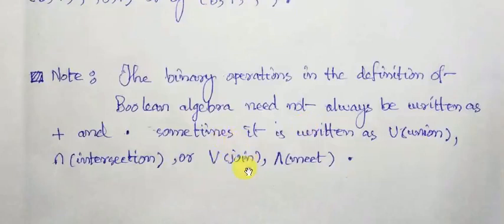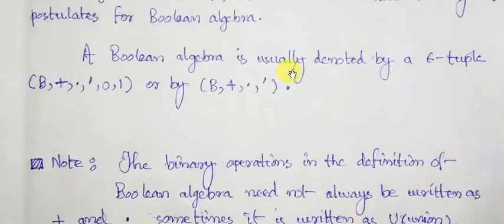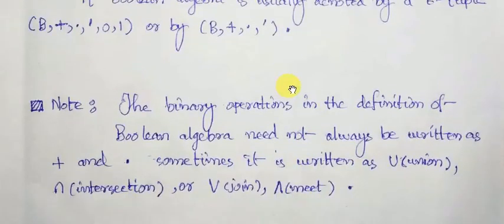We may also use these two logical operators. This is the join operator and this is the meet operator. Sometimes this is called OR and this is called AND. And if these 4 postulates according to Huntington are satisfied, then this non-empty set will form a Boolean algebra with respect to these binary operations, and the unary operation is complementation.